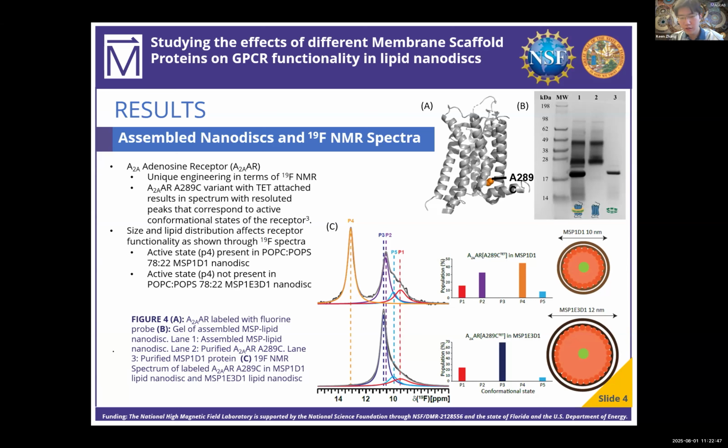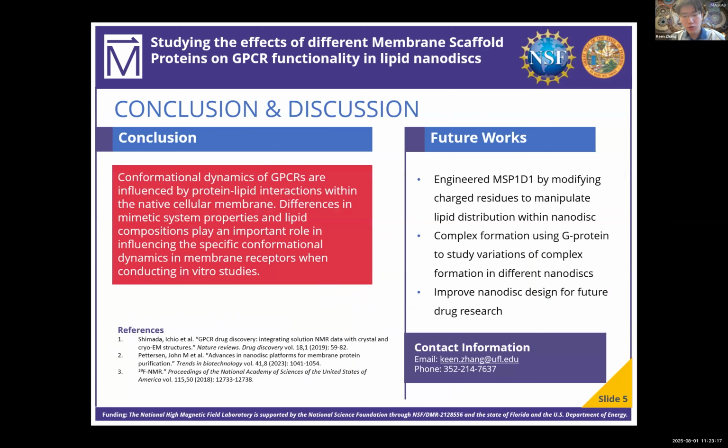Some of the results we can see in the regular MSP1D1 nanodisc with a phospholipid composition of 78 molar percent POPC and 22% POPS: we see an abundance of P4 active states. However, when we move on to using the MSP1E3D1 nanodisc, which is a larger size variation of the nanodisc, we no longer see the P4 active states. This shows that the conformational dynamics of GPCRs are heavily influenced by protein-lipid interactions within the native cellular environment. We can induce these differences by introducing variations within the membrane scaffold protein.